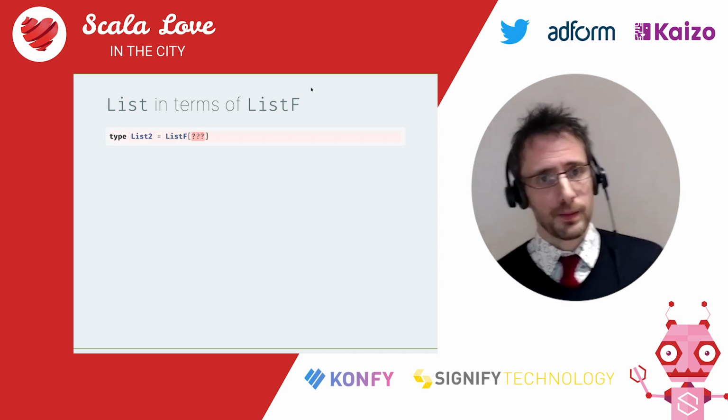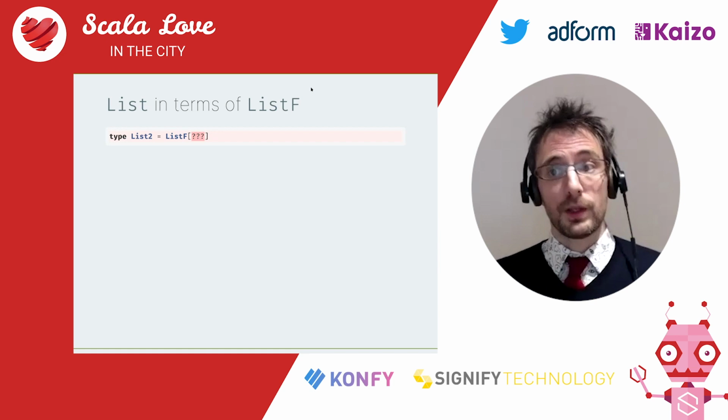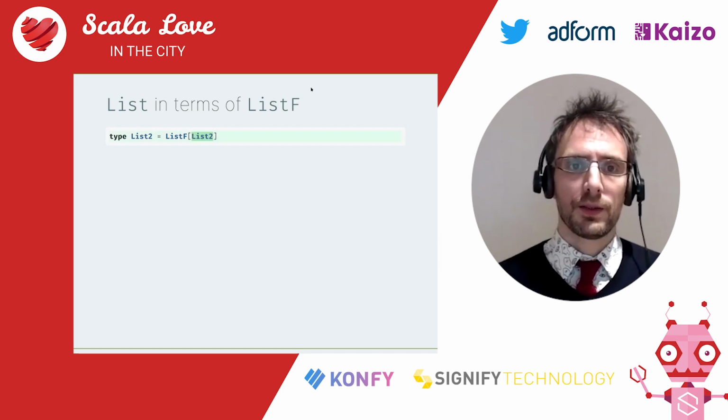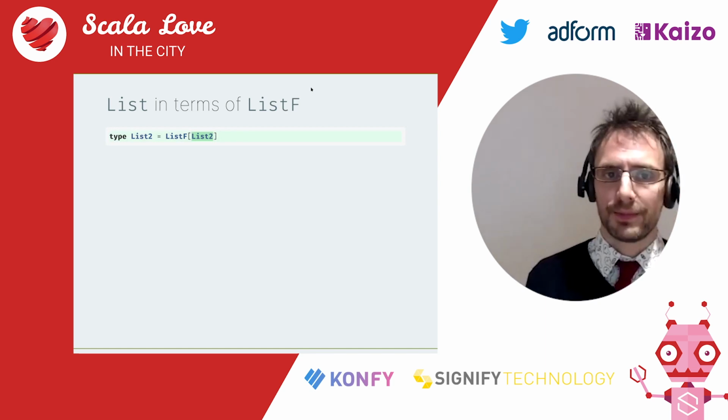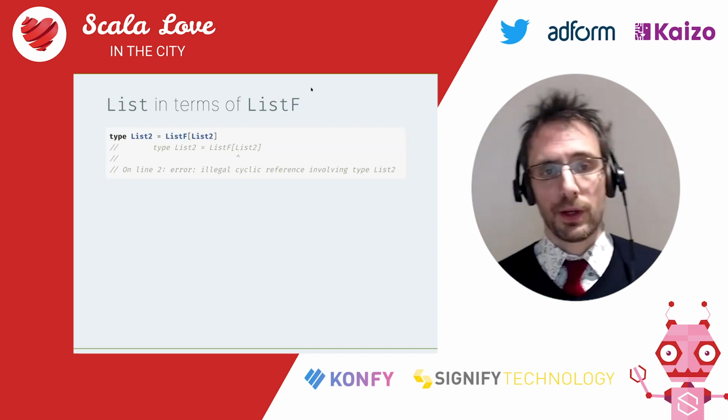What is that something? Well, a list is a head and a tail, where the tail is a list itself because it's a recursive data type. So the tail of the type list2 would be list2, wouldn't it? Well, yeah, that would be nice, but that's not actually possible. Scala does not allow us to have recursive type aliases.